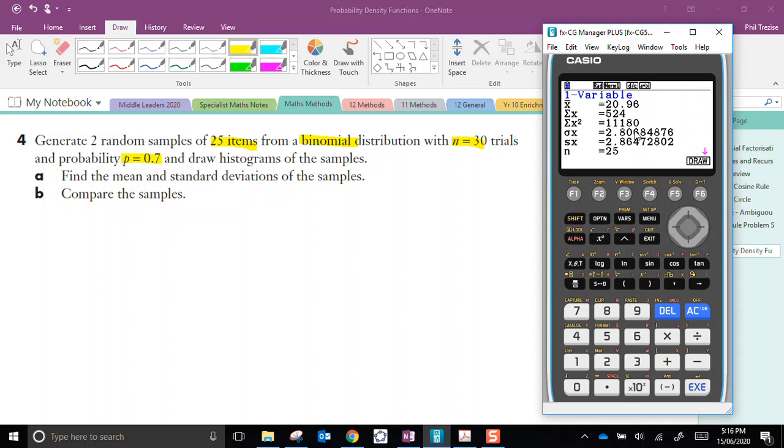Let's check the variables. Again, there's the mean. There's the standard deviation of the sample distribution. Each of these, remember, was a sample of 25. It was 25 samples, but there were 30 trials in each one.